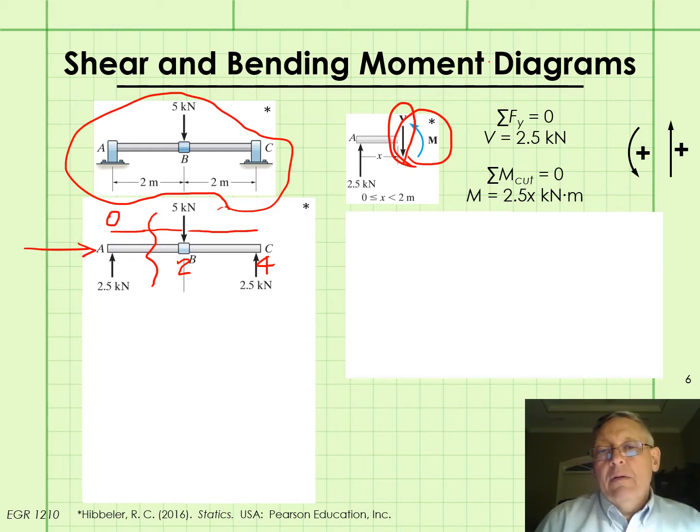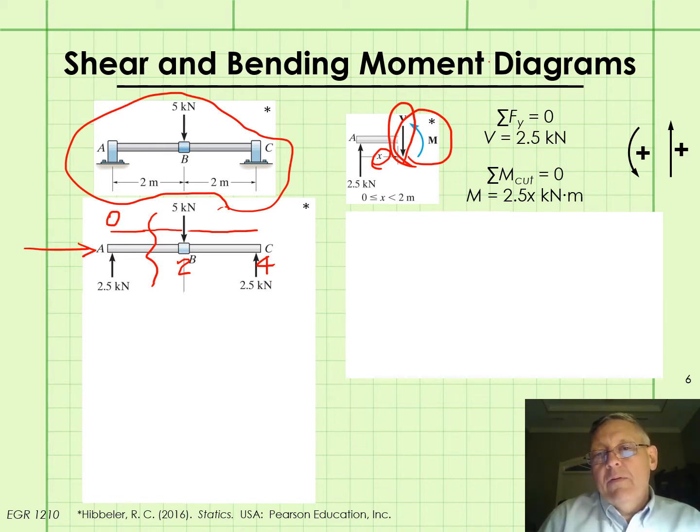Now, the important thing to note here is that the functions that we produce here for V and M are good for the entire segment of the beam between 0 and 2. So we took the cut at some arbitrary distance x from the end of the beam. Okay, so let's hold on to that for a second.